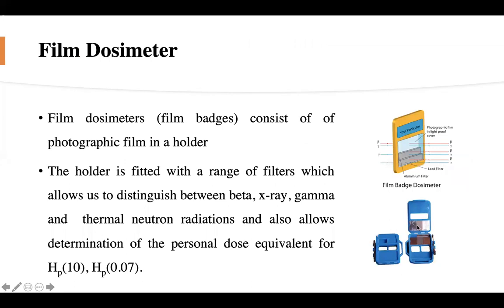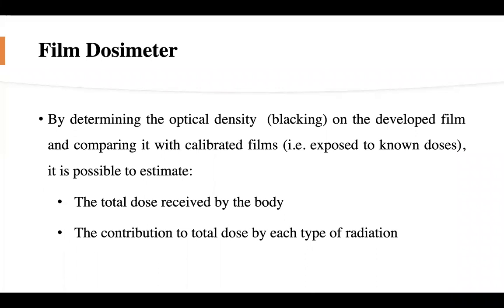This is to measure different types of radiation. It can measure X-ray and gamma. The holder is fitted with a range of filters, which allows distinguishing between beta, X-ray, and gamma. It will also measure the whole body dose, shallow dose, or skin dose, by determining the optical density. This is how to read it.